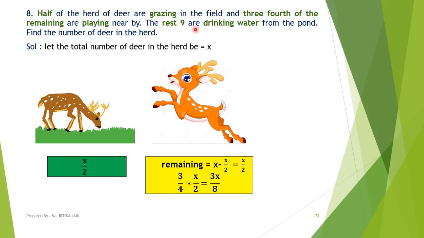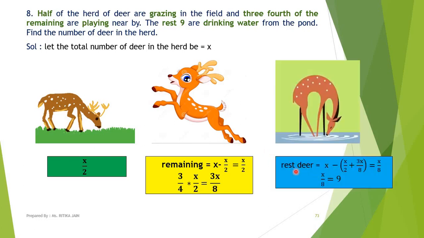And the rest 9 are drinking water from the pond. Okay. Now, I have the total number of deer in the herd as x. x by 2 are grazing. 3x by 8 are playing. Can I calculate the remaining number of deer?